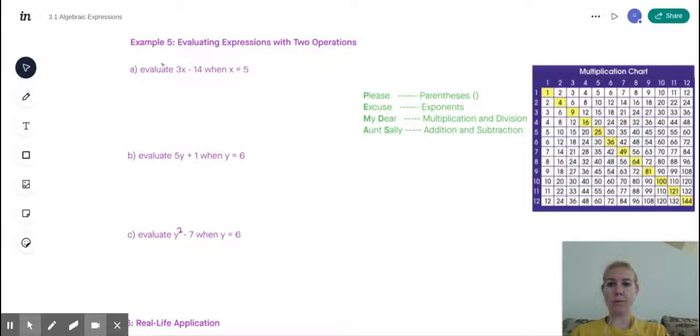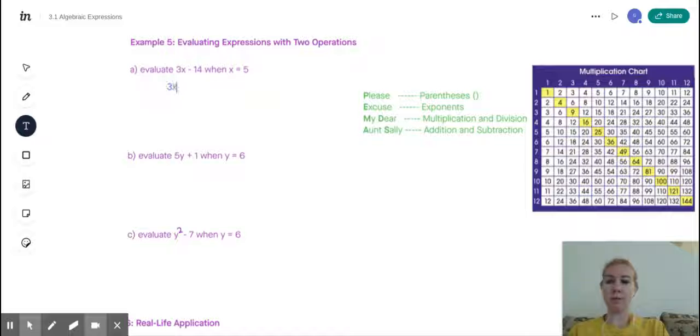All right, let's go over example 5, evaluating expressions with two operations. And this is part of chapter 3, section 1, algebraic expressions. Okay, problem A says to evaluate 3x, remember that's an x, not a times, minus 14 when x equals 5. So first I'm going to substitute 5 for x.